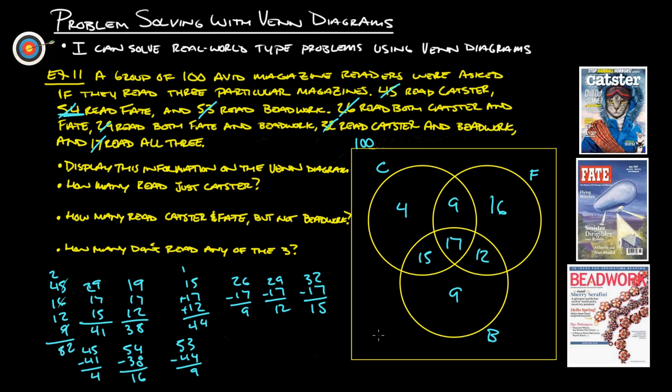So to find the total that are outside, we would have to do 100 minus 82, which leaves us with 18 that don't read anything. Well, none of these 3 fantastic magazines.